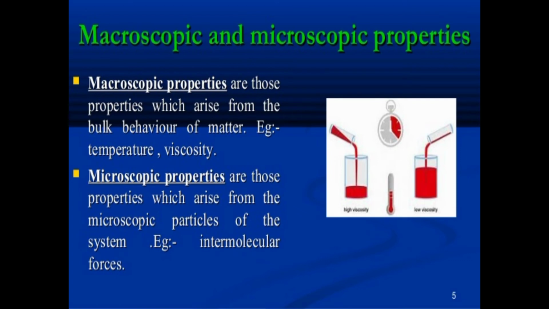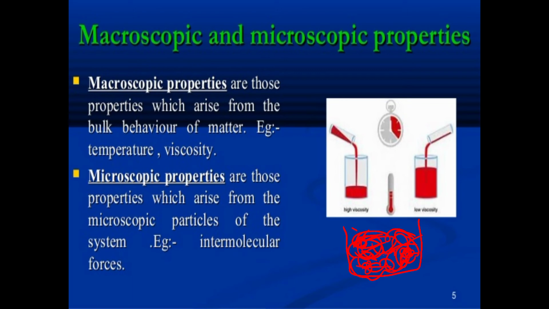Example, temperature and viscosity. For example, if you are taking a beaker and so many particles or substances are there in the beaker, and we are conducting an experiment, the temperature does not depend on one particular particle in this beaker. We are taking the bulk property, not the temperature of one specific particle. We are taking it as a bulk.